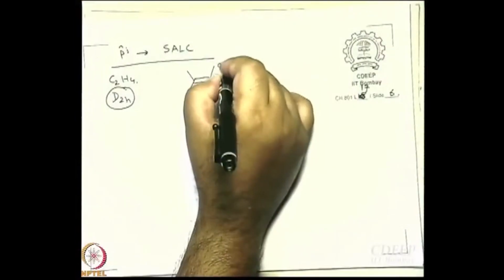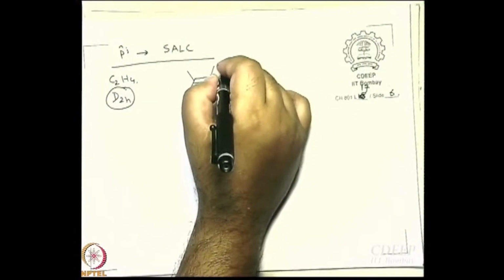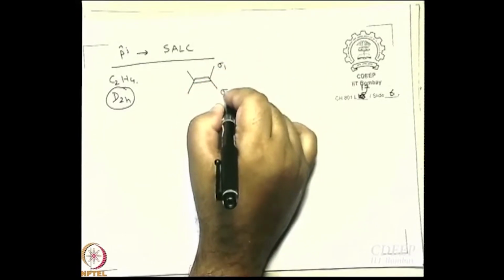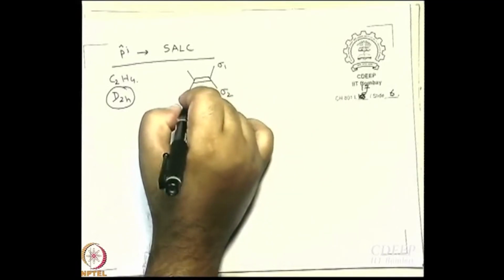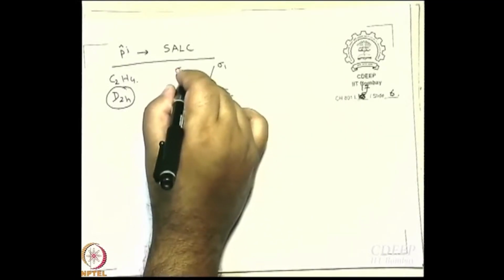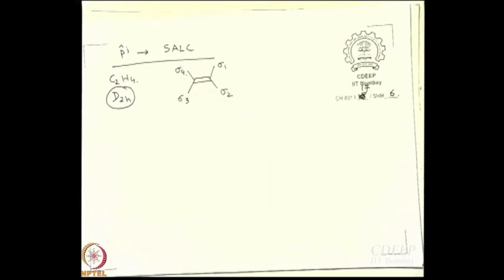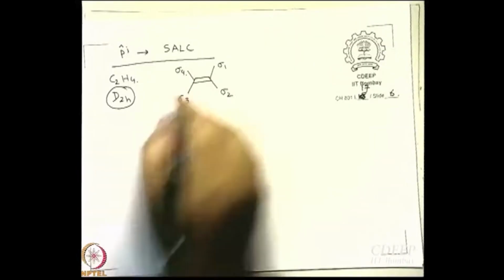So what I can say is, I can call this s orbital on hydrogen atom sigma 1. I call the s orbital of this hydrogen atom sigma 2, this is sigma 3, this is sigma 4. Okay. So first thing is already known to us, but before that let me define the axis, otherwise it can be pretty confusing.